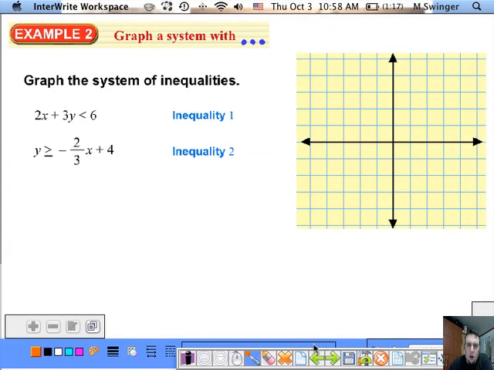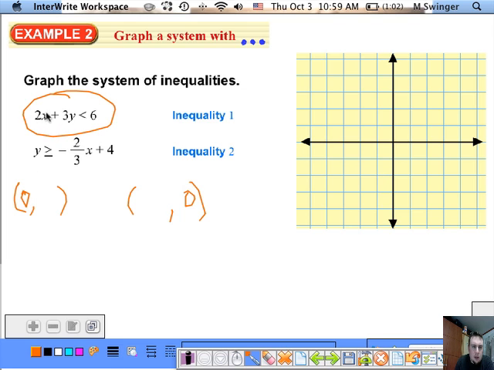Alright, example 2, we're going to graph another system, only in this case, it is in standard form instead of slope-intercept. So I like to do the intercepts: plug in 0 for x, get a y, plug in 0 for y, and get an x. That's what's easy to do for things that look like this.